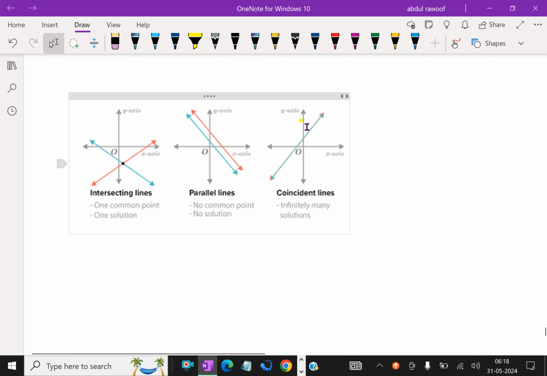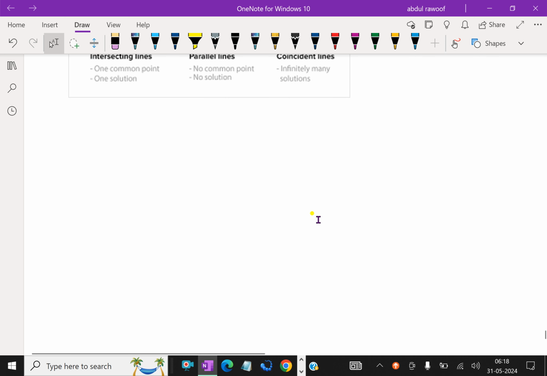Next one, coincident lines. Here there is only one line, the other line is coincident on that line itself, so infinitely many solutions. Now let us do some matrix multiplication here.